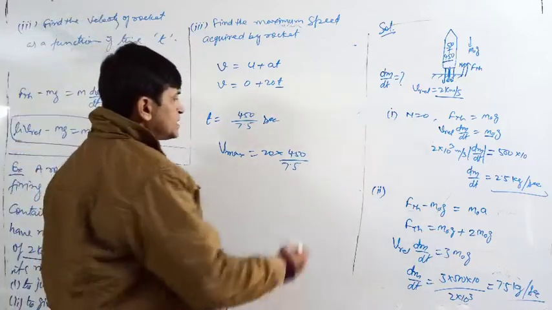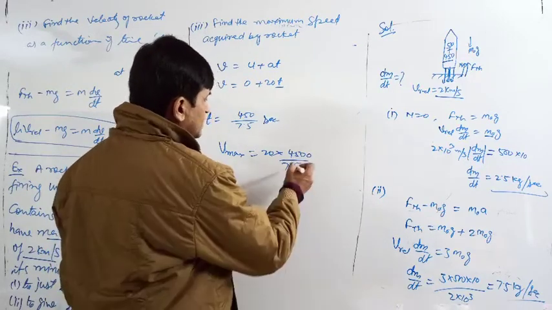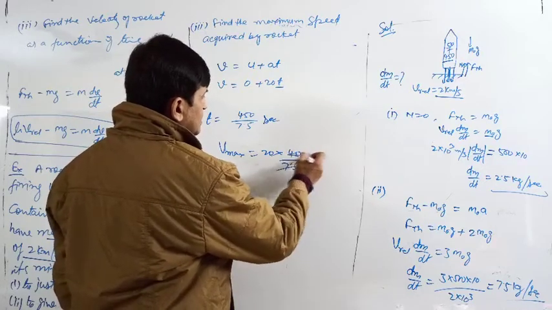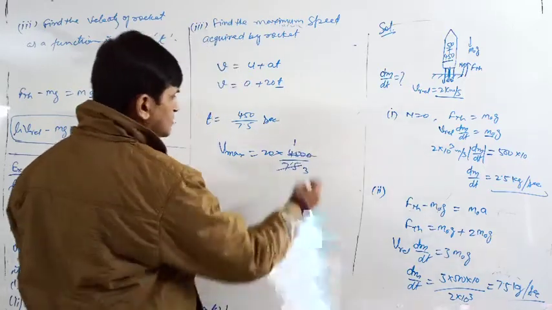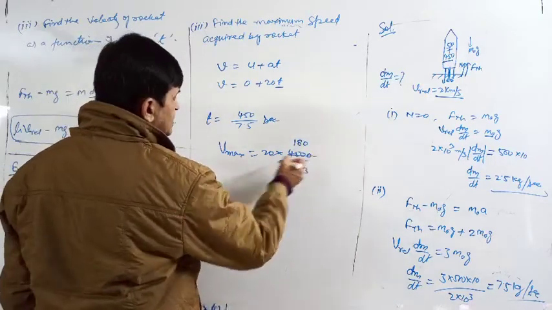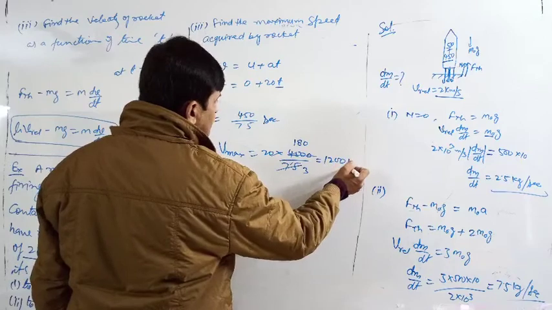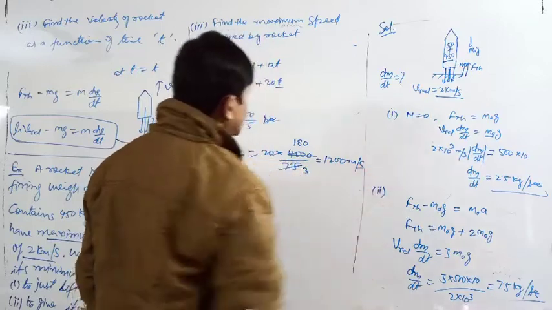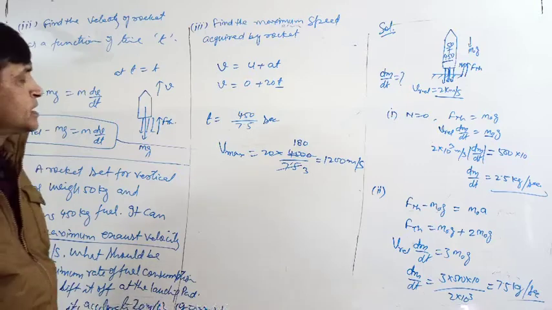Now you can simplify this. So this is 1200 meter per second. Okay, so this is the answer.